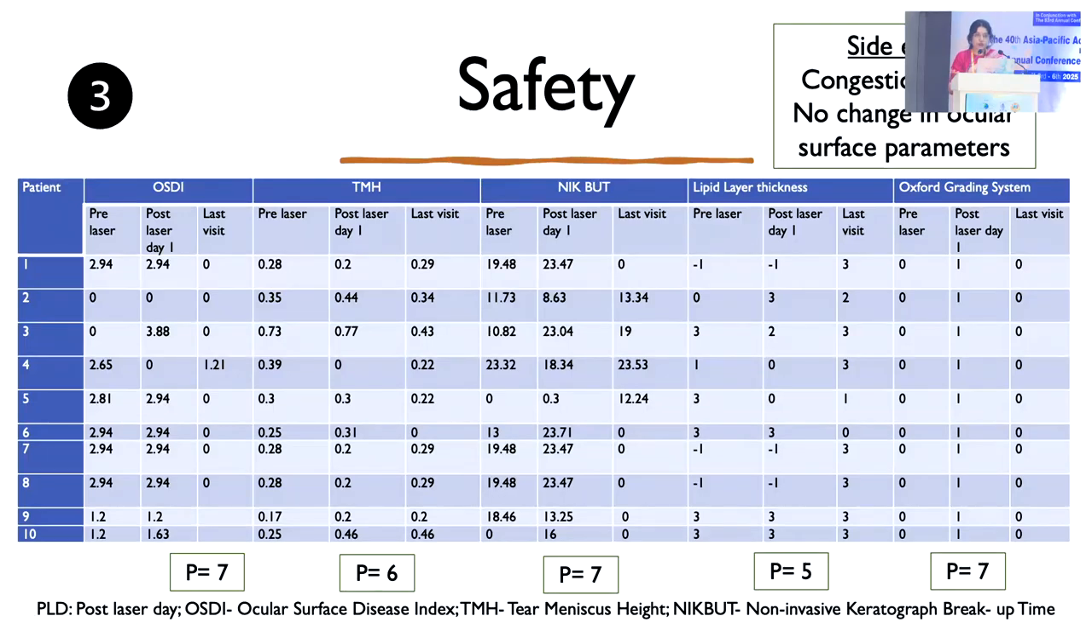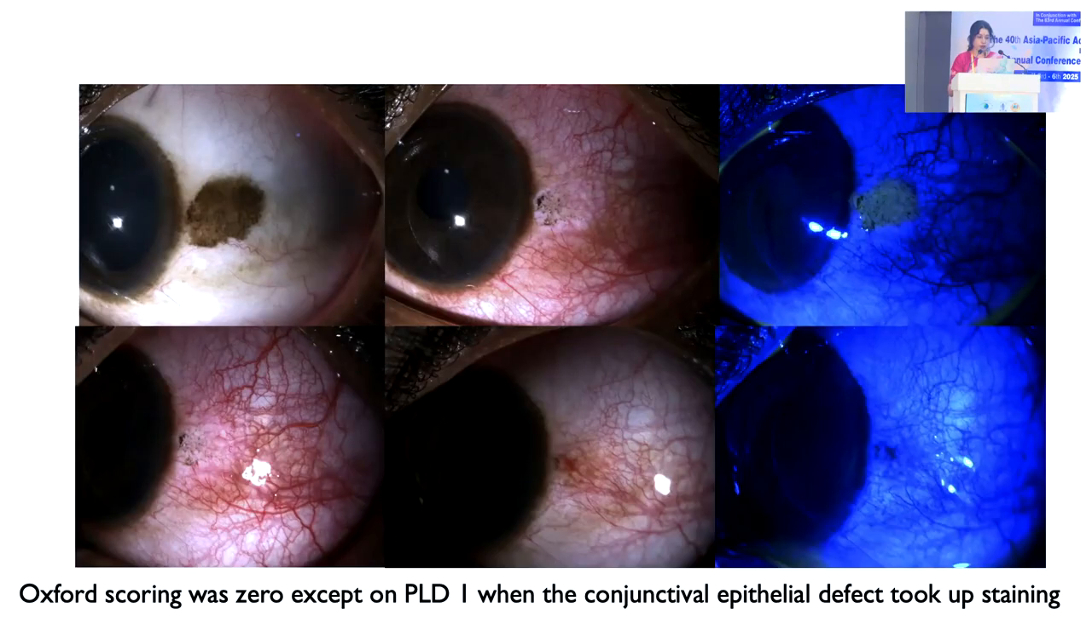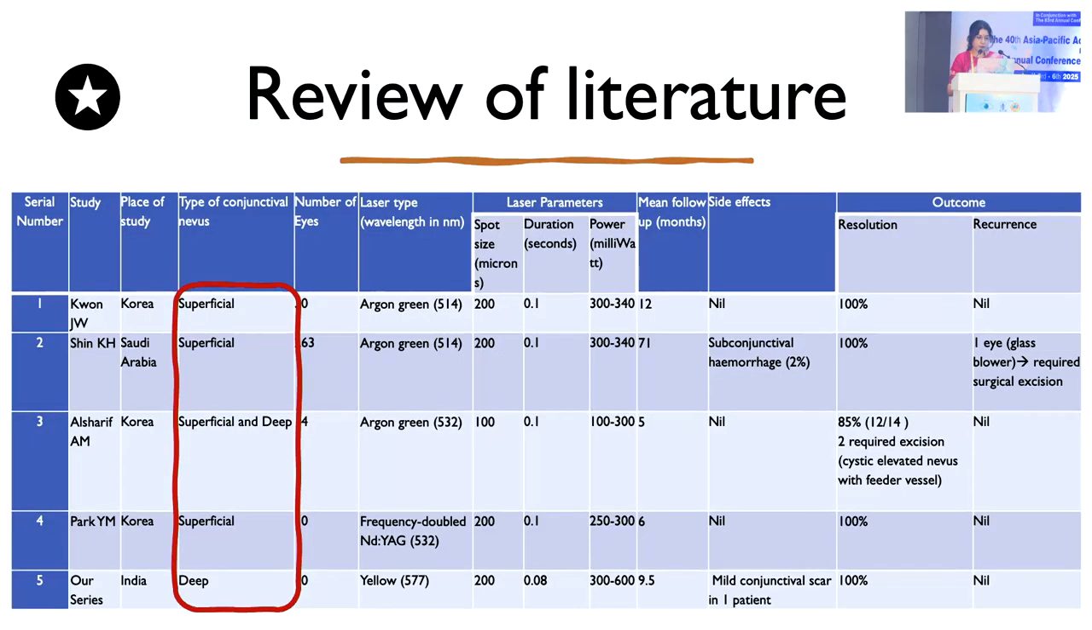There was some transient congestion on first day post laser. However, there were no other changes in any of the ocular surface parameters over the period of follow-up. This is one patient showing over the period of follow-up. On day 1, you can see the epithelial defect there, which eventually healed up.